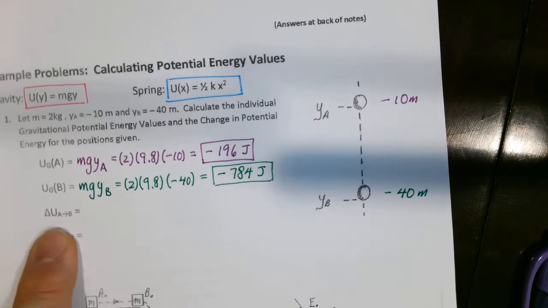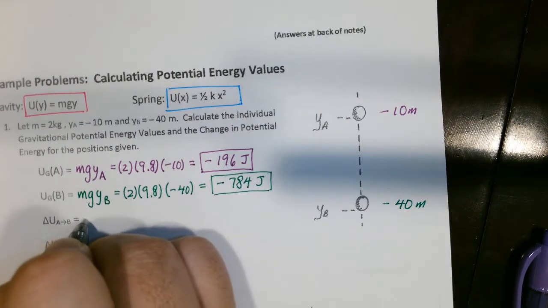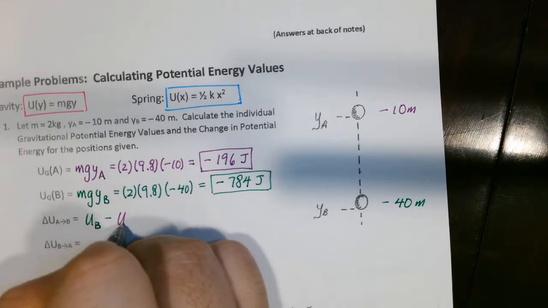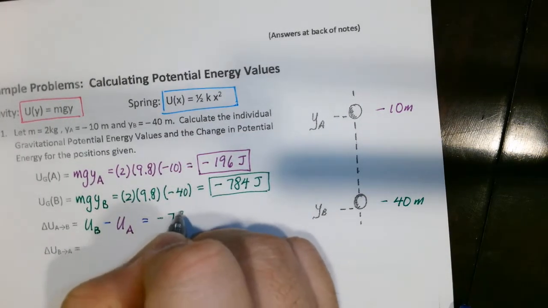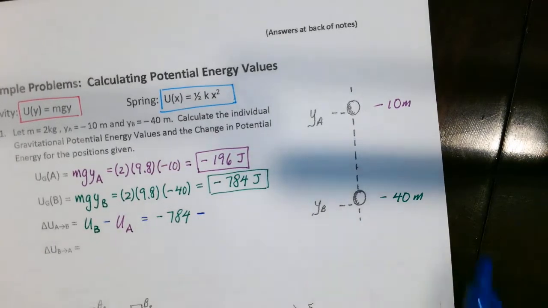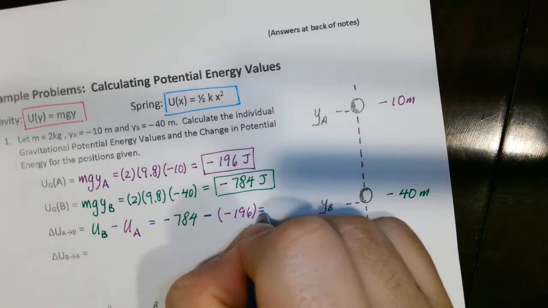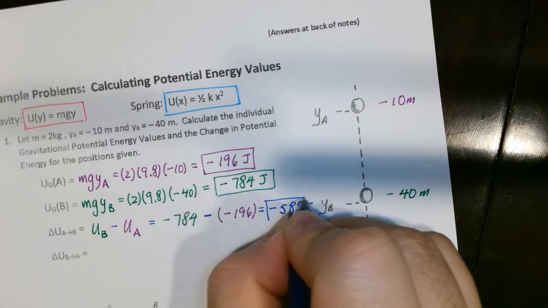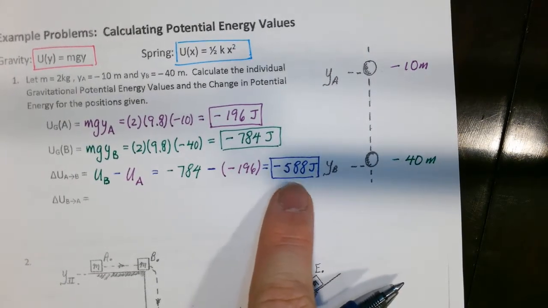Then it asks, find the change in potential energy going from A to B, right? So it is UB minus UA. So what is UB? UB is negative 784 minus UA, which is negative 196. So if you work that out, you're going to get negative 588 joules. That means that's how much energy was lost. Okay, that's how much energy was lost.